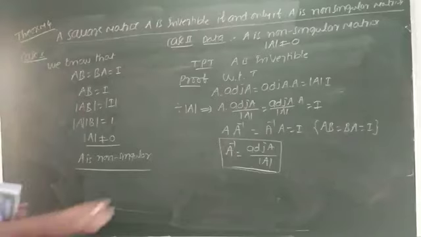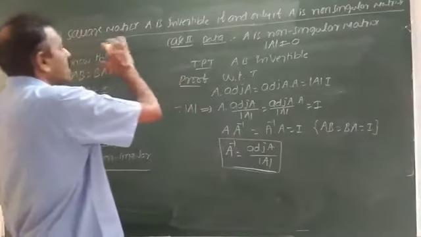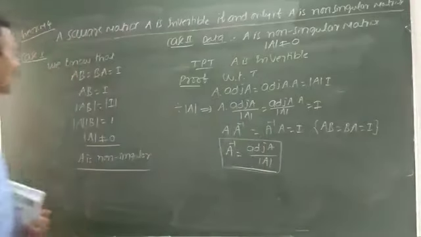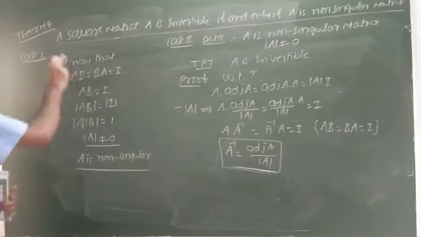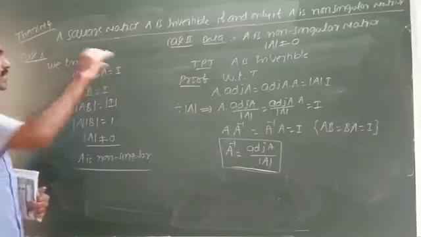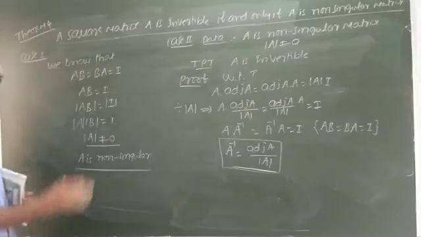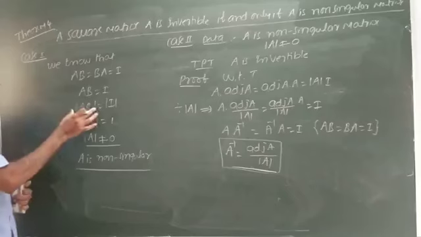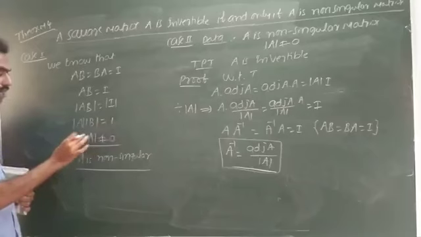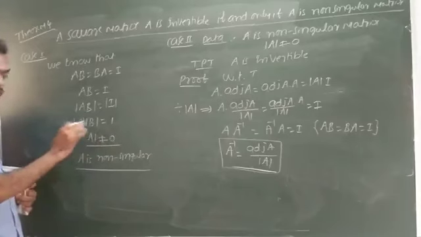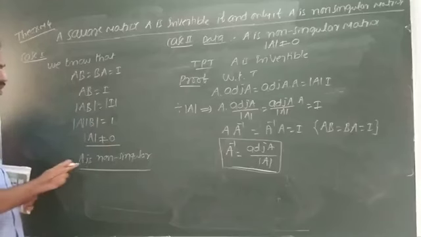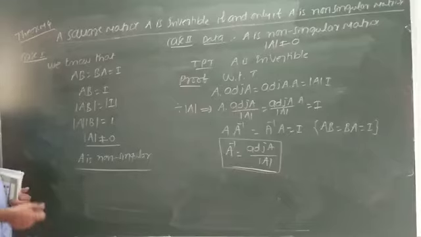So please understand this theorem. A square matrix A is invertible if and only if A is non-singular matrix. What is case 1? Case 1 we have considered data: A is invertible. When A is invertible, there exists a square matrix B such that AB is equal to I. We took determinant on both sides. Determinant AB will be determinant A into determinant B. Determinant of identity matrix is 1. So since the product is 1, neither of them is equal to 0. Hence we have concluded determinant A is not equal to 0. So inferring that A is non-singular.